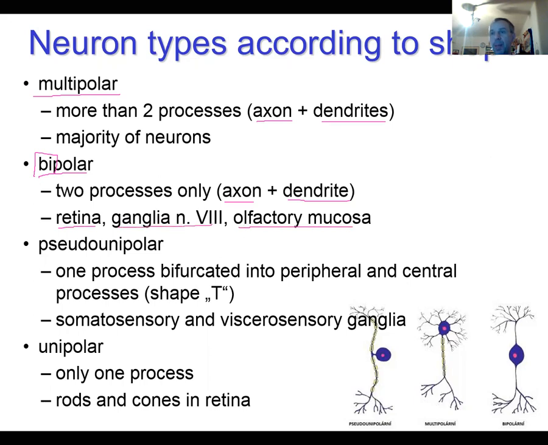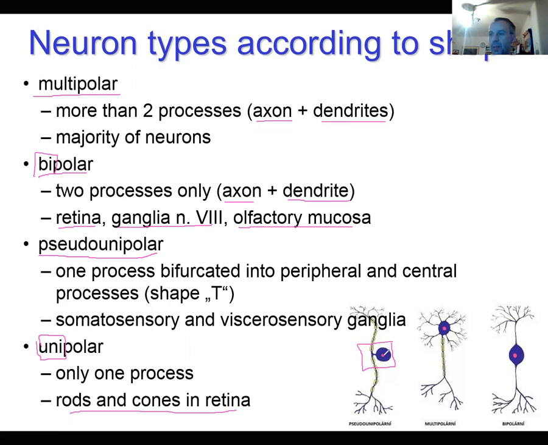ear. Then we have unipolar with only one process, and they are quite rare, and we can find them only in retina, like rods and cones. And then we have a special kind, which are called pseudounipolar, which means that they have one process, as we can see here, which is very short and then divides into two. So we can see here a rotated shape of letter T.